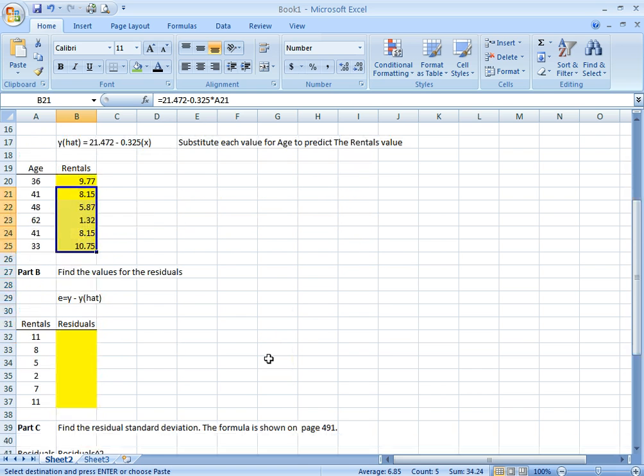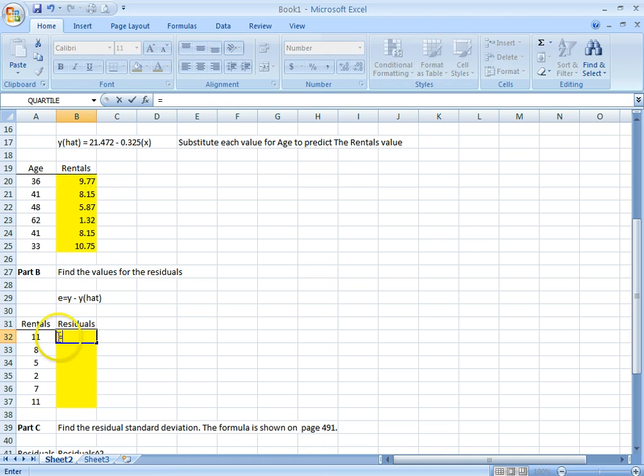Now we can move on to part B, which asks us to find the value for the residuals, which is going to be our y, our rentals, minus y hat that we just calculated. So we can go ahead and say equals y minus y hat. Click enter. I get my residual at 1.23 for the first one.